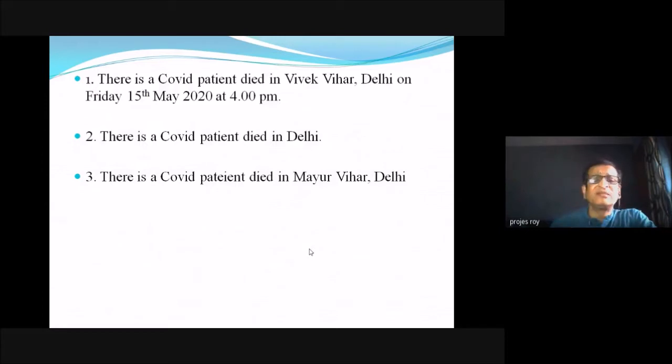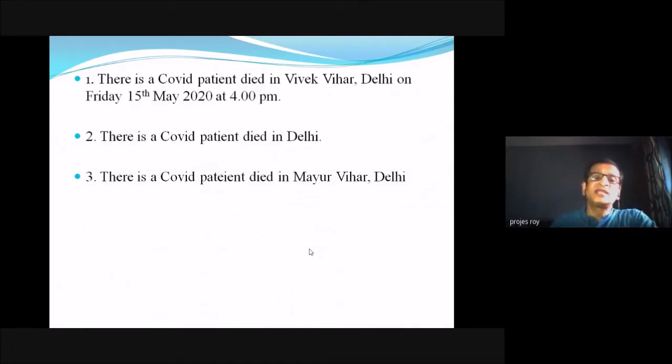So it could be relied on to some extent, but it is again difficult, because it's a huge area. The area is Mayur Vihar, and there are numerous people there among whom you have to find out where a COVID person has died. It takes a lot of time. So information is there, but it is not accurate information.